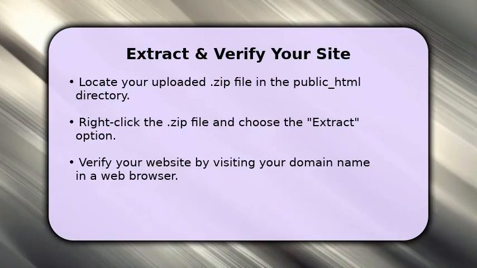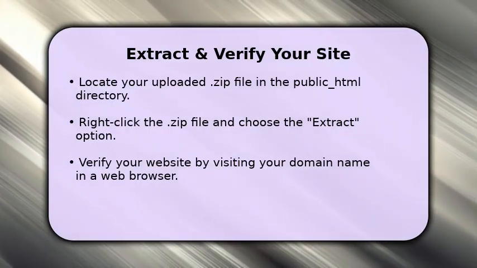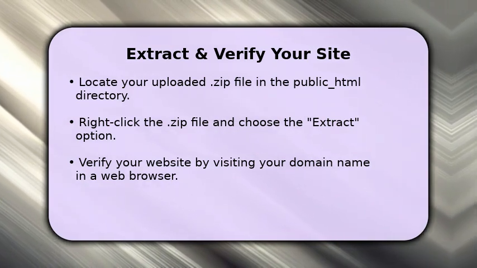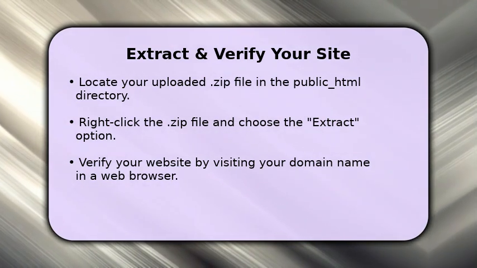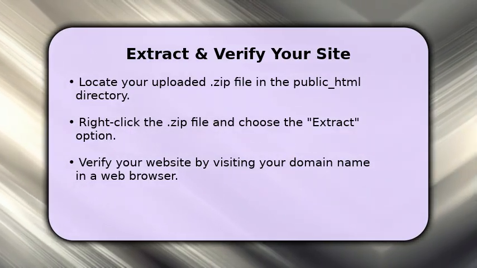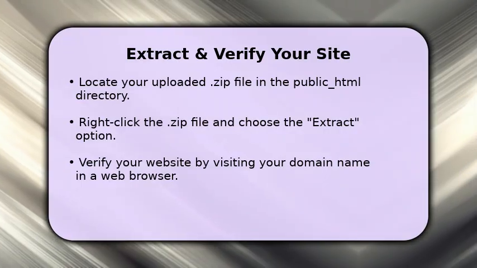Once uploaded, find your zip file in the public HTML directory within File Manager. Right-click on it and select Extract. Confirm the extraction path, usually public HTML, and click Extract Files. After extraction, you can delete the zip file to save space.